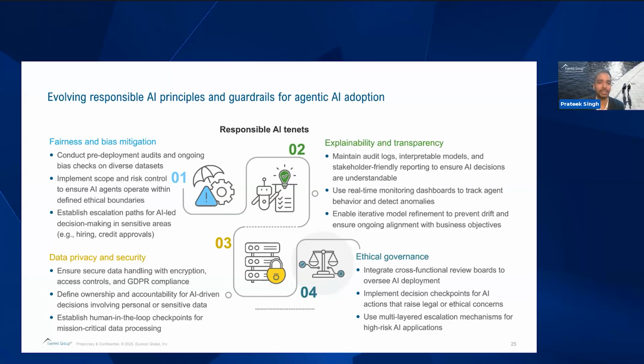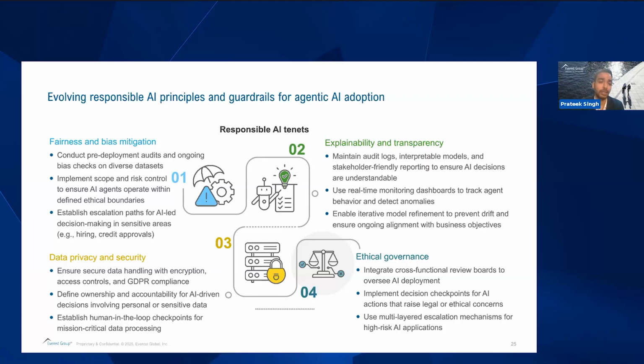So overall, we do see a lot more focus on having responsible AI integrated as part of your procurement ecosystem. Data privacy and security does take precedence, and we do see a lot more focus on encryption, having access controls, compliance to the evolving regulatory environment, and even defining the ownership and accountability that you would have for AI-driven decisions, with a human in the loop as well.